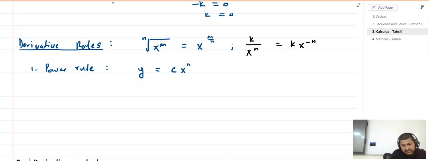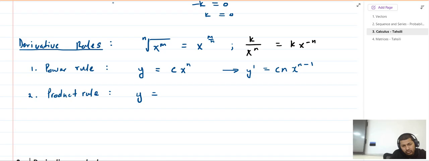So now, in the power rule we have y equals c x to the power n. The derivative is taking the product of the power and the constant, so c n x to the power, and taking away 1 from the power, n minus 1. That's the power rule. Next one is the product rule.